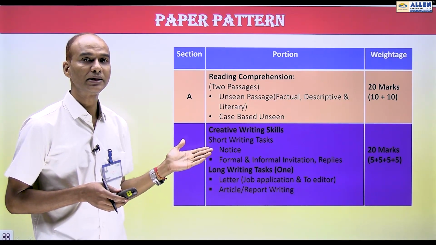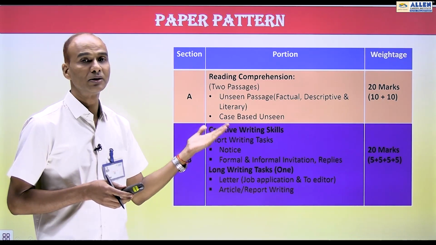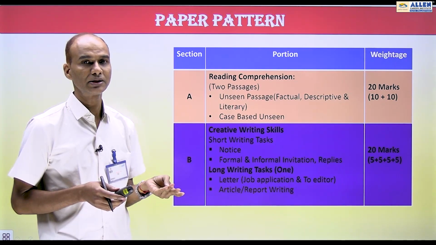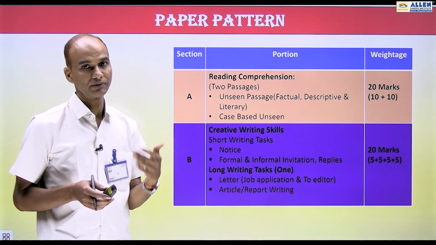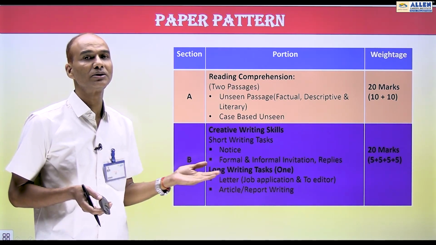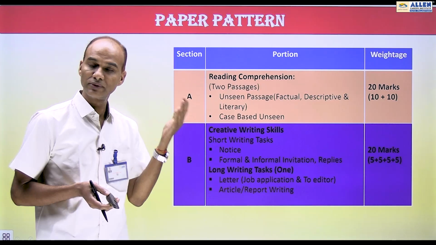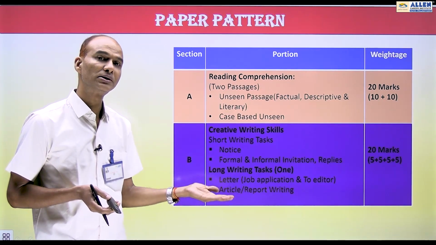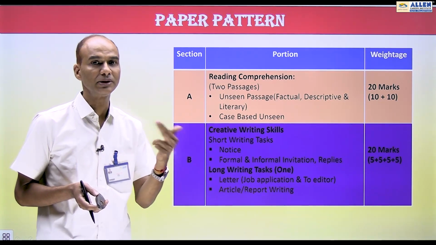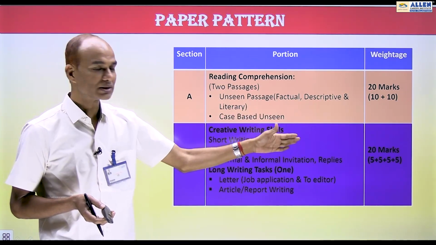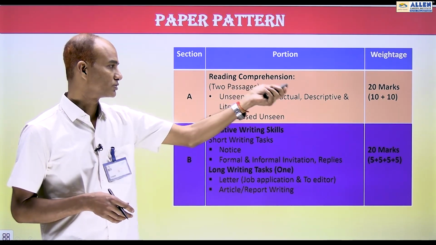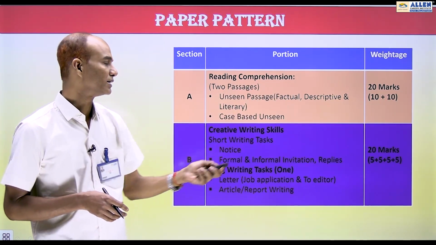Then in the creative writing section, that is section B, you'll have short and long compositions. In short composition, you'll have notice and invitation. In long composition, you will have letter writing, and with the next one, there will be article and report, and you will have an option between these two. So 5 plus 5 plus 5 plus 5, total 20 marks. So 20 for reading, 20 for writing.